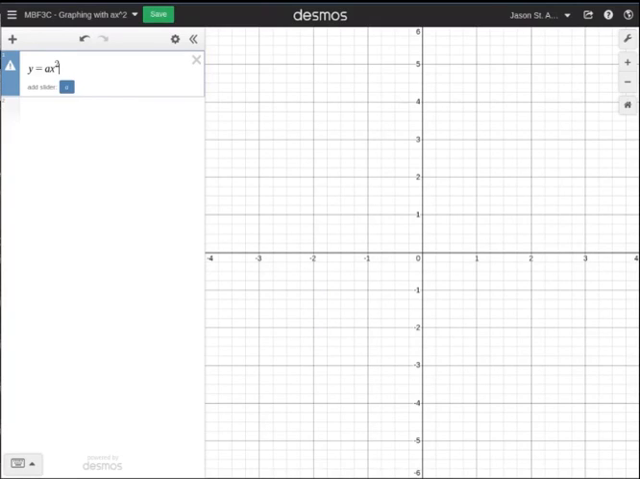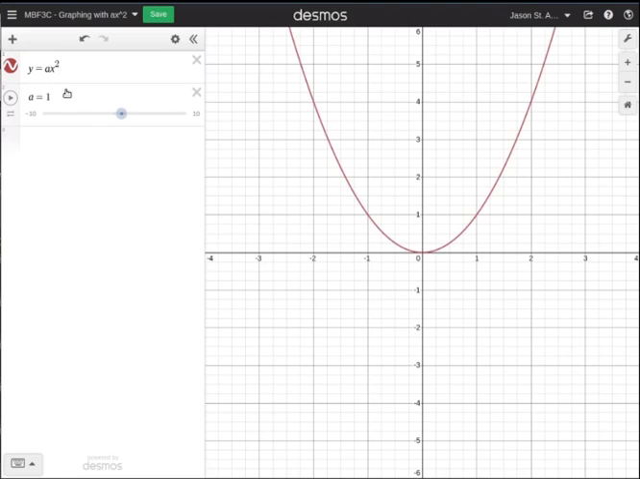So we're going to take a look at y is equal to ax squared. Now, when we type in ax squared, we get this nice slider. Now we're going to click the slider, and it's going to give us something interesting. It's going to give us the base graph of y is equal to x squared. So let me just type that in so we have that. Y is equal to x squared.